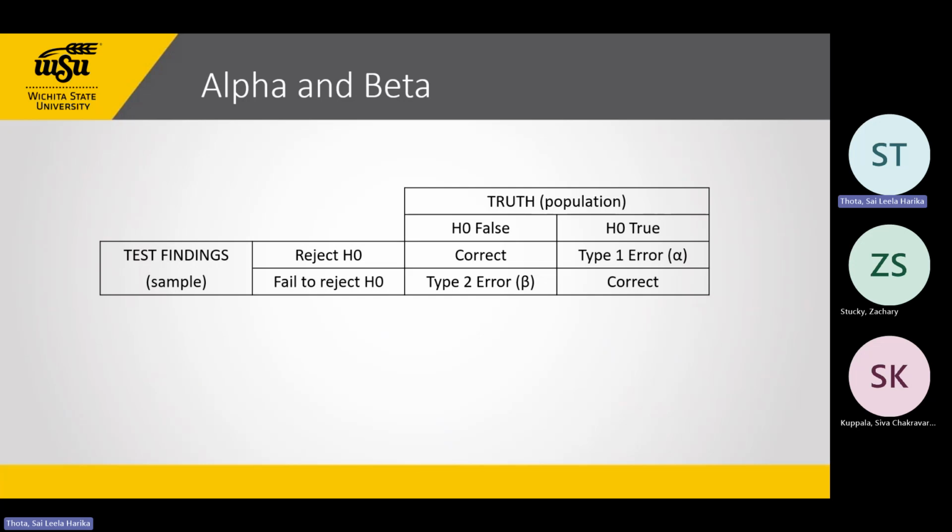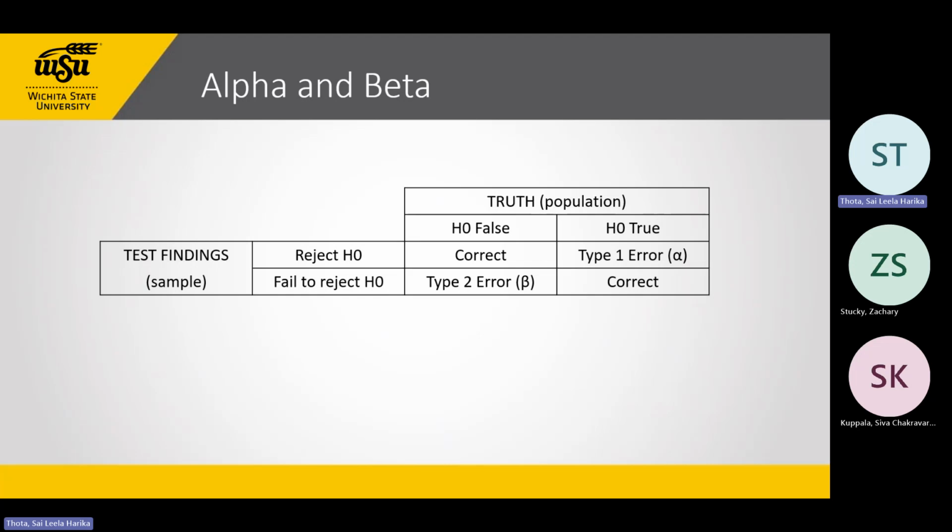But if we fail to reject the H naught and the case is H naught is false, we get a type 2 error, which is beta. And if we reject the H naught, but the H naught is true, that is a type 1 error. And if we fail to reject the H naught and the H naught is true, it is correct. So this is what we discussed before.